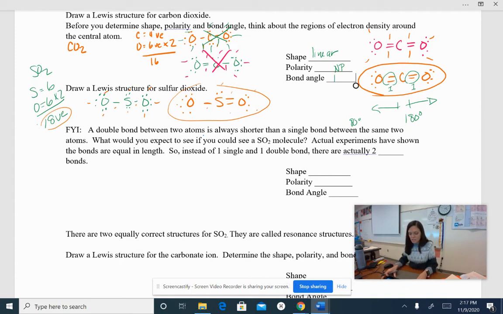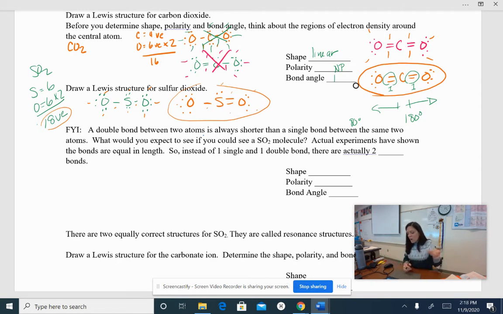So we would have this be our Lewis structure, but we have a slight problem with this. So let's go into this problem. A double bond between 2 atoms is always a little bit shorter than a single bond between the same 2 atoms because we have more electrons crunched in there, so we are actually attracting the nuclei closer and closer with those electrons in between. Okay? So what would we expect to see with an SO2 molecule? Would we have one side of the SO2 that's got a long bond and the other one short? That's what we would expect to see looking at this Lewis structure. But actual experiments have shown that the bonds are equal length.